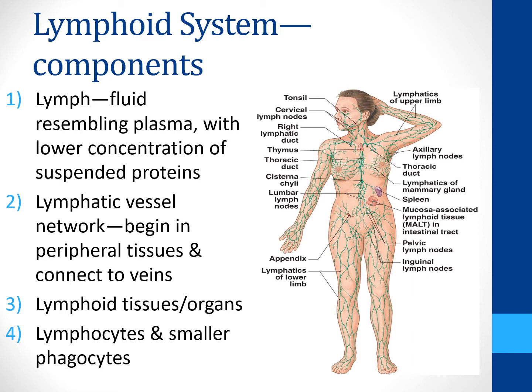We have a network of lymphatic vessels, and if you look at this picture, it looks similar to what we would see in the cardiovascular system of our blood vessels. So lymphatic vessels do tend to run along with veins and arteries. And then we have lymphoid tissues and lymphoid organs. We're going to learn about each of those. So like our tonsils and our spleen and our appendix. And then the cells are lymphocytes and smaller phagocytes.